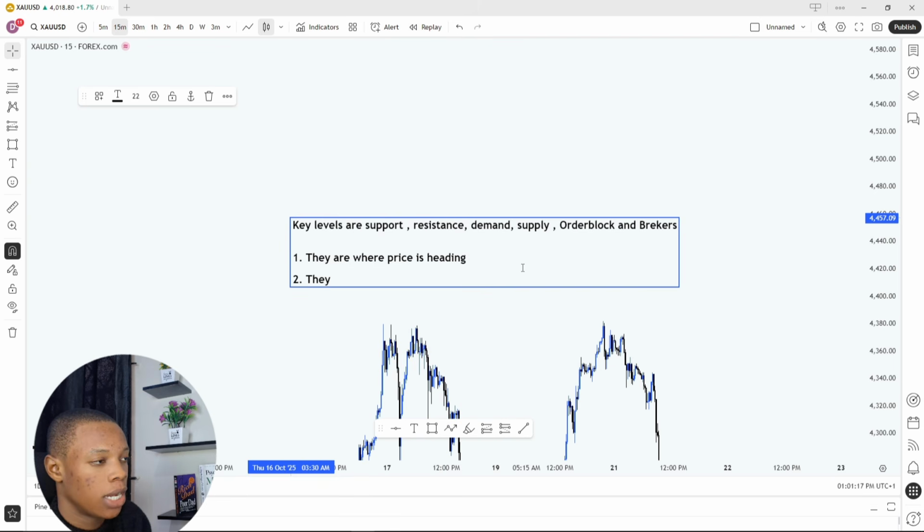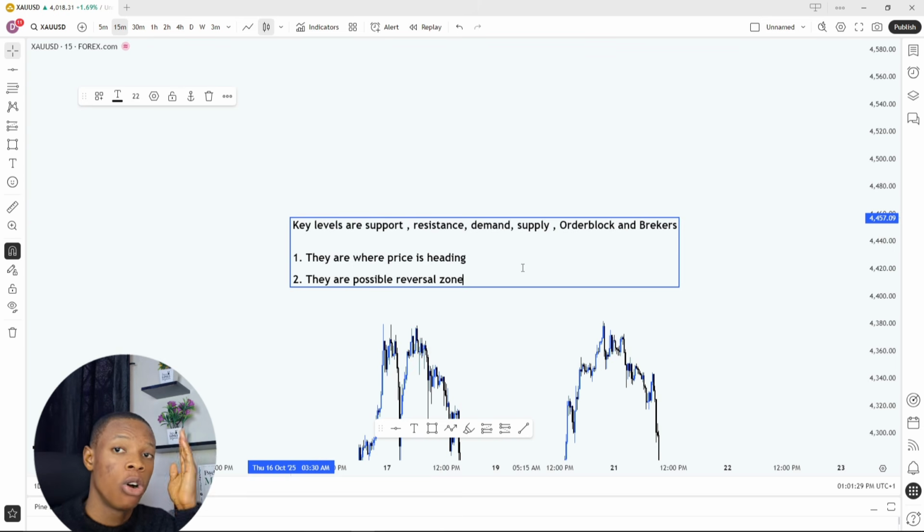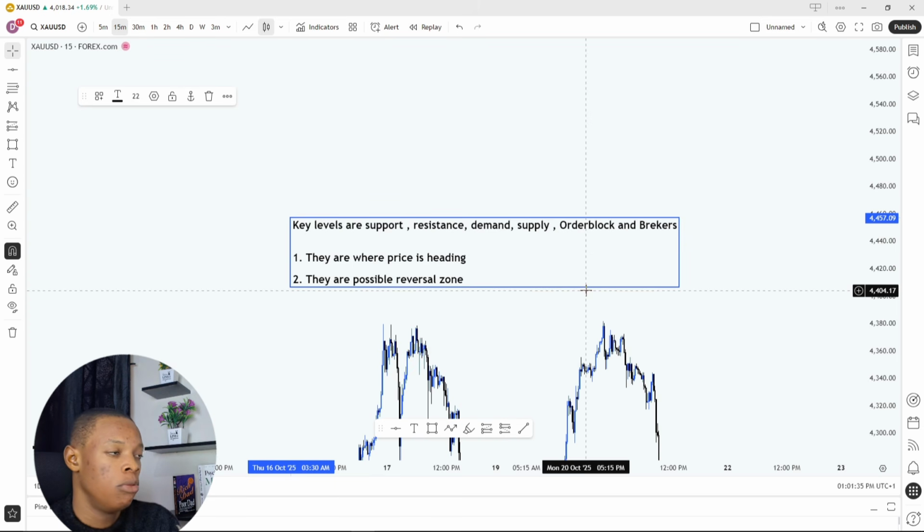Then the second reason you mark out this level is that these key levels are possible reversal zones. Now, why did I say possible reversal zone? Not all of these key levels actually make the price reverse. At some point, it won't reverse at that level. It will break out, it will violate it. But they are possible reversal zones, zones where price can actually reverse from. And I'm going to give you everything, how I go about these key levels and how I trade them.